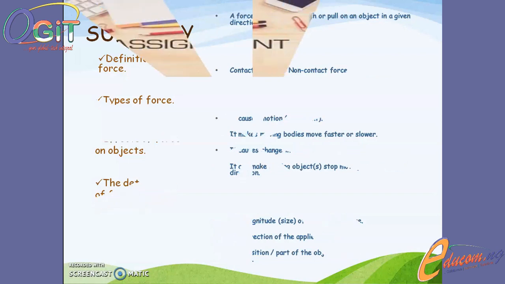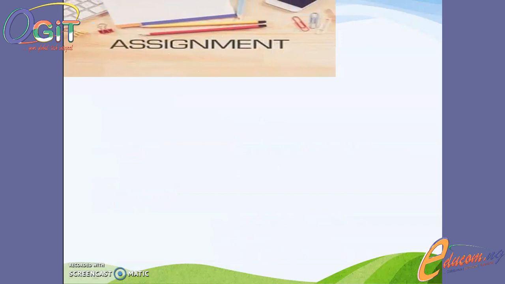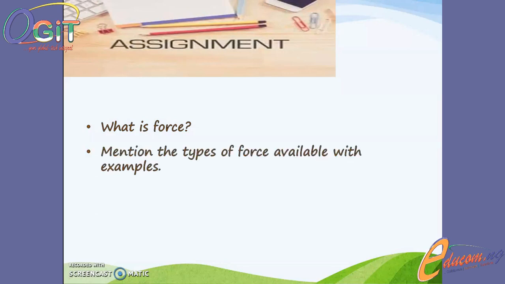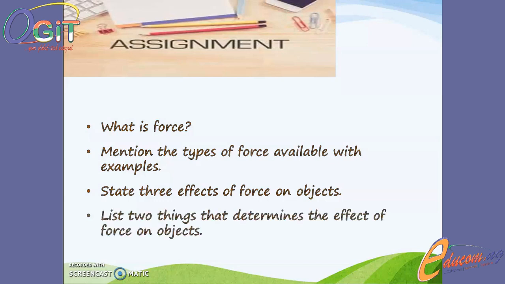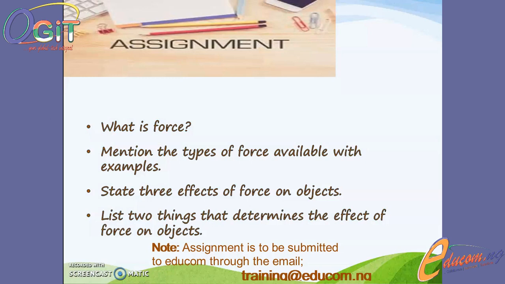With this summary highlighted, we now move to the assignment where you need to solve these on your own. First, what is force? 2. Mention the types of force available with examples. 3. State 3 effects of force on objects. And lastly, list 2 things that determine the effect of force on objects.